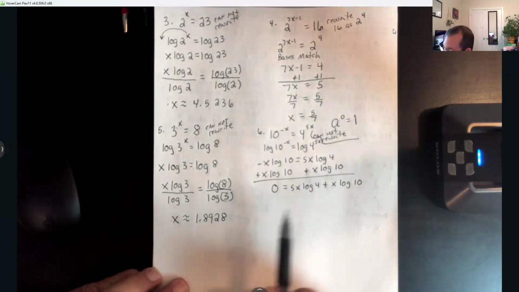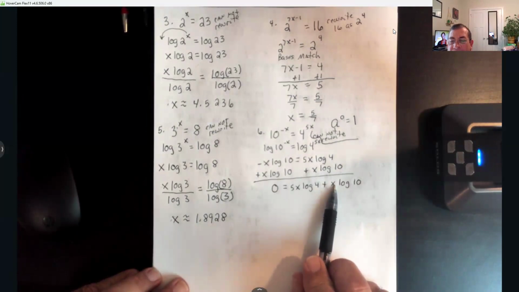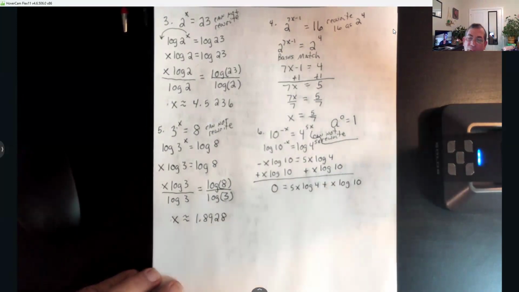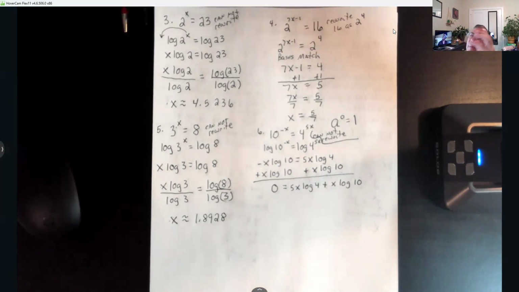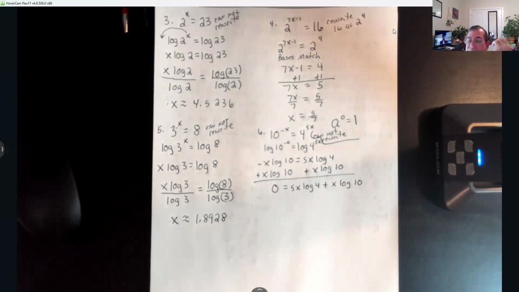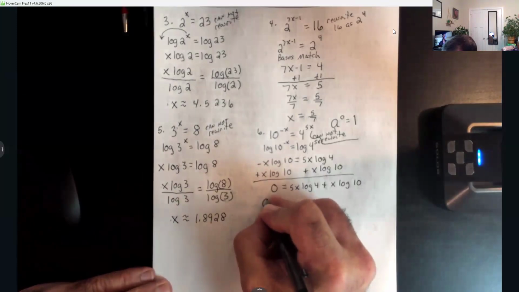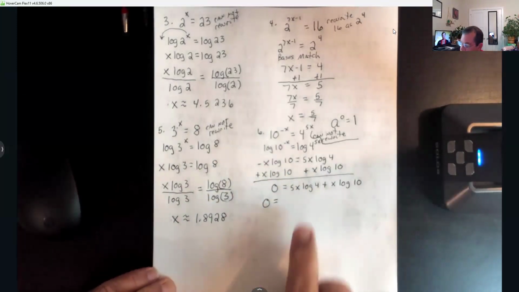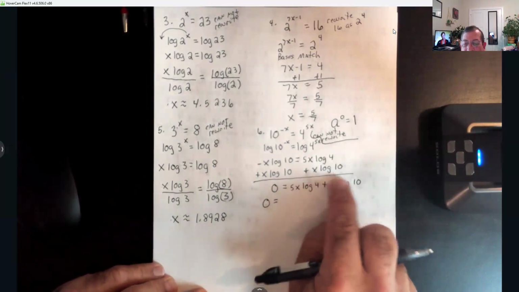So now here's my dilemma. I got an x here and I got an x here. I need to figure out a way to get my x's together so I can actually solve this thing. So y'all, here's what we're going to do. We're going to do a little bit of factoring to this.